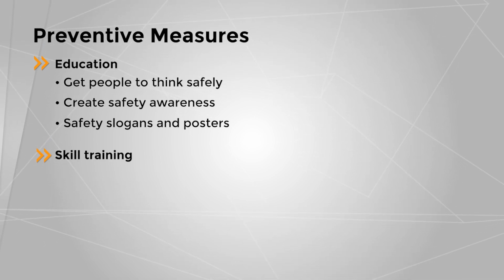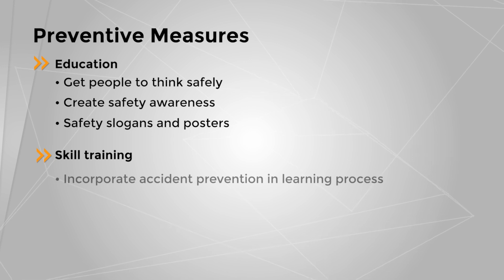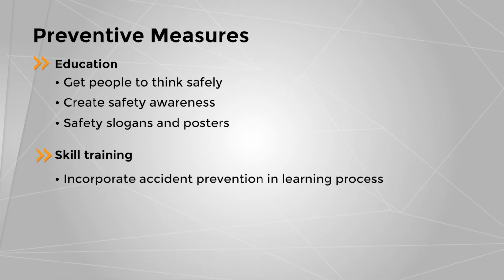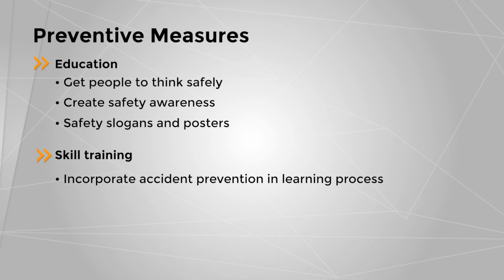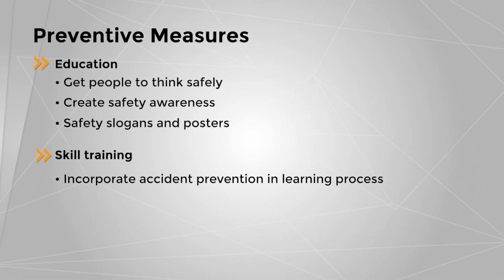Second significant preventive measure is skill training. It is very important that sufficient training is given for accident prevention when skill training is given to new recruits in a particular office. But there are certain industries like construction activity particularly wherein falls or accidents are very common. And probably, of course, they are preventable, but they are very common to happen.